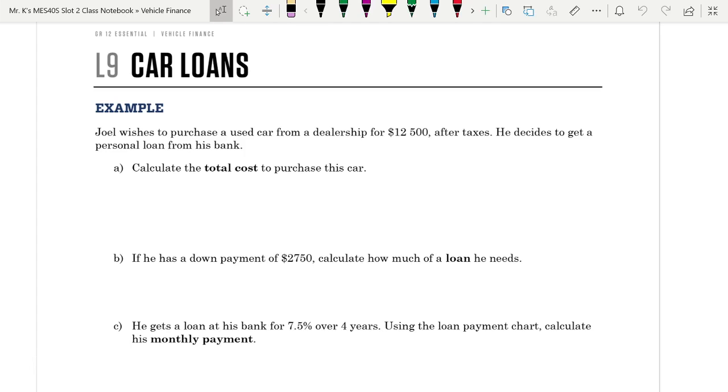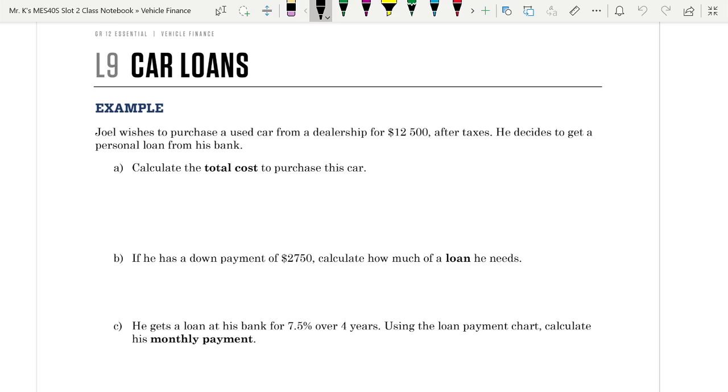This is second only to credit card debt as the most common debt that people have in the world: owing money on the vehicle that they're driving. Not everybody buys a house and has a mortgage, right? Some people just rent. But most people will at some point in their life be paying for financing on a vehicle. So let's run through the notes on this, okay?